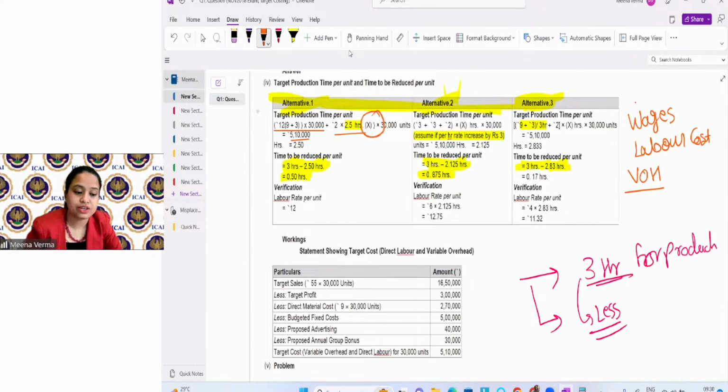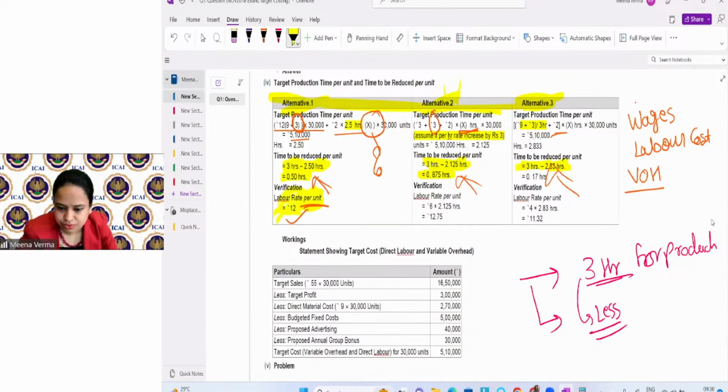And then accordingly, we are assuming what time they will take. If we have increased the amount of the labor, how much time are they taking under different conditions? So we have calculated how much time they are saving if our assumption is different. And accordingly, they have calculated the labor rate per unit. You can see here they are assuming that they are making the payment per unit.